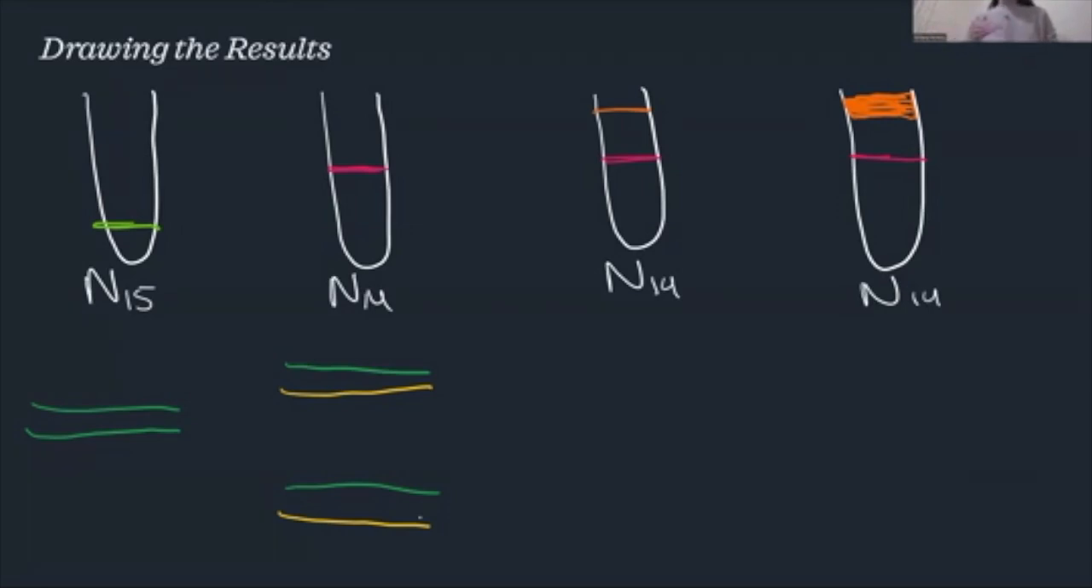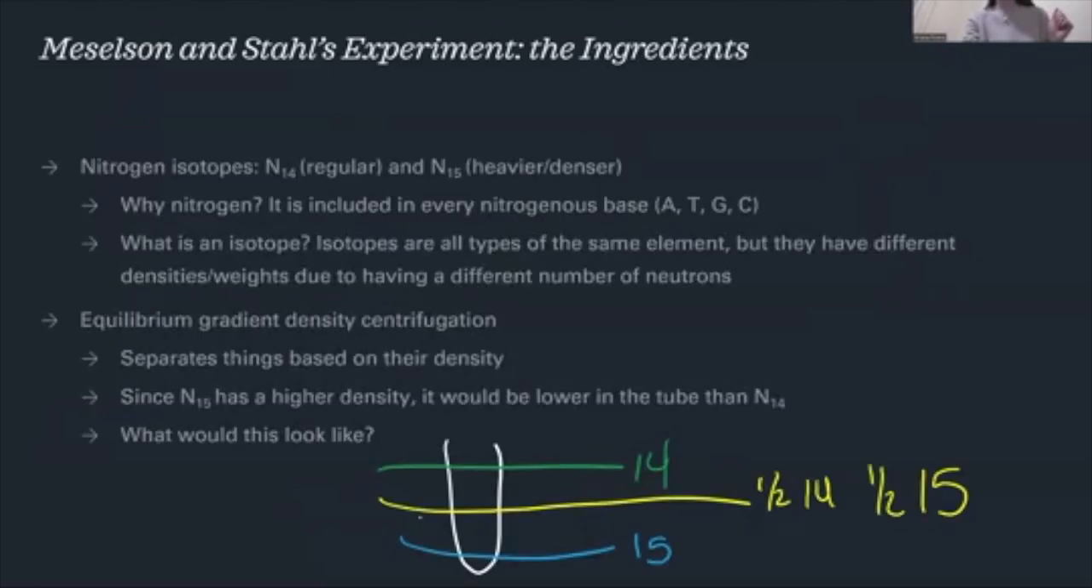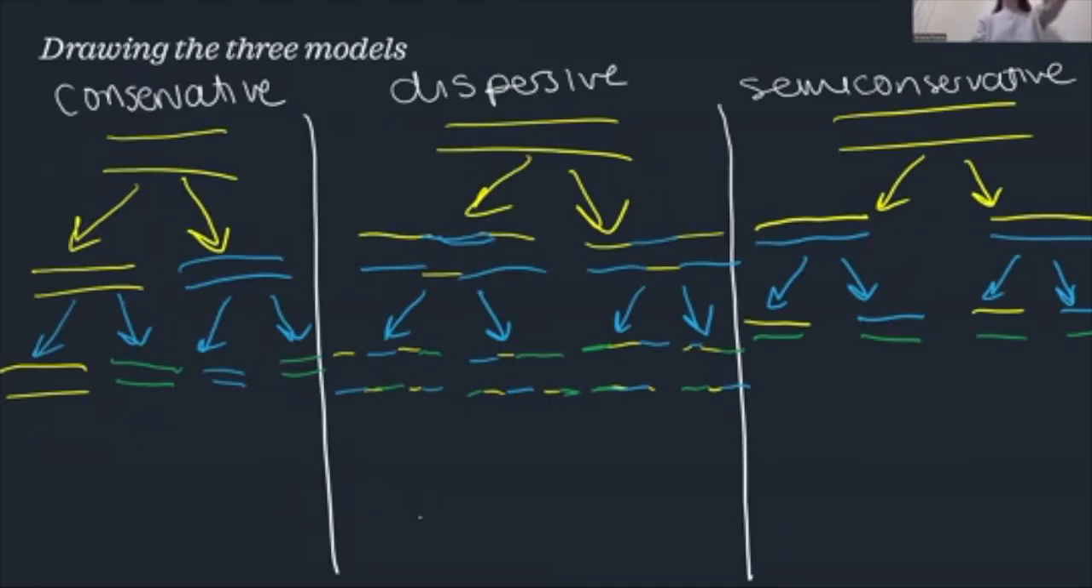For dispersive, let me go back to the pictures. Notice that in the dispersive one, every single DNA molecule looks about the same, meaning that there's never going to be two lines. Every single DNA molecule is going to be at the same density. So our next vial has two lines, which is why they knew it wasn't dispersive, because with dispersive, you'd only have one line because every single one is the same density.